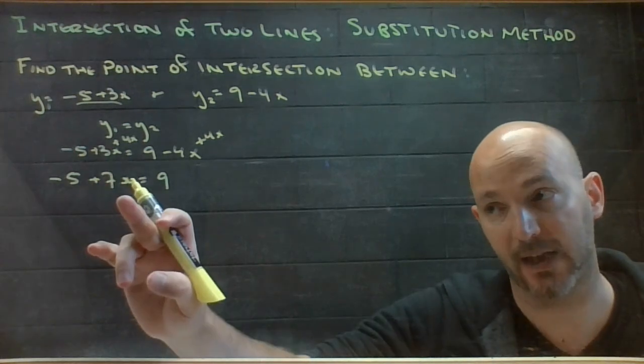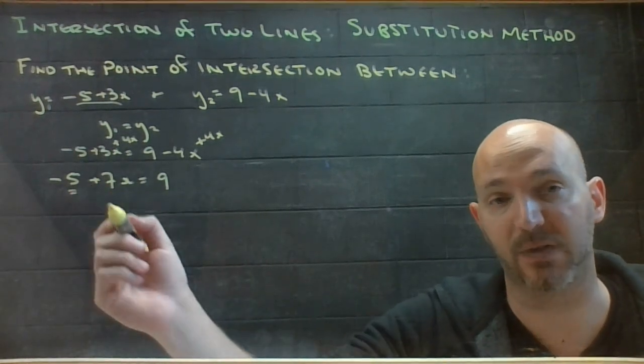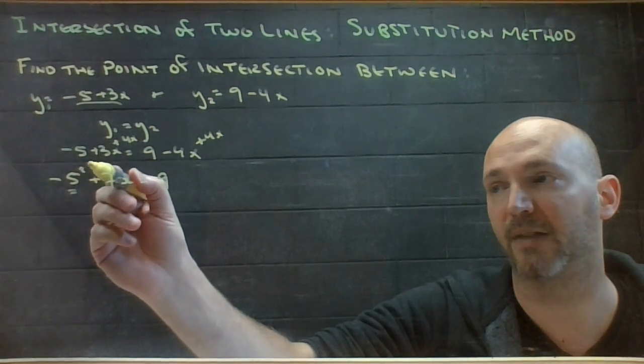Now I want this to say x equals something, so this number's got to go. I'm going to add 5 to both sides.